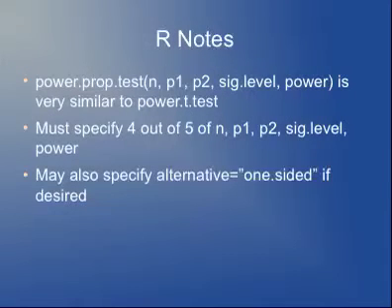Like I say, the syntax is very similar to what it is for power.t.test, in that you have to specify 4 out of 5 of n, P1, P2, sig level, and power. Again, in practice, it's almost always either n or power that you'll leave unspecified, and if you want to do a one-sided test, you can do alternative equals "one.sided" if you want.